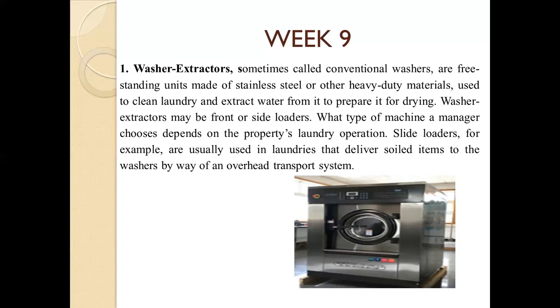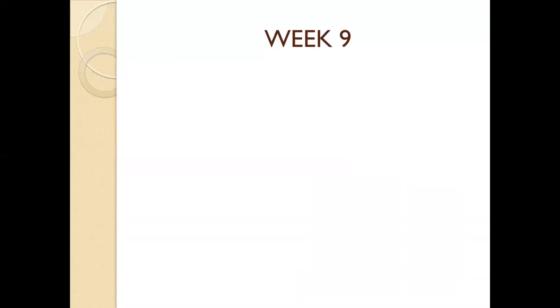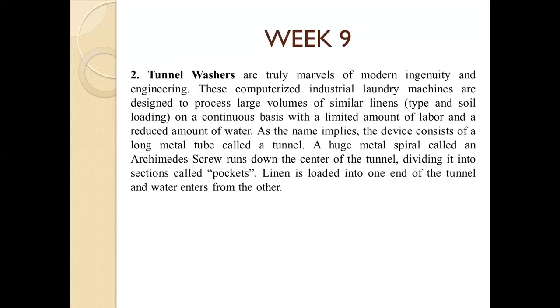We have the control panel for the washing machine, and it will display information such as rinse, wash, and the temperature, and so on. Another type of washer is the tunnel washer, and tunnel washers are truly marvels of modern ingenuity and engineering. These computerized industrial laundry machines are designed to process large volumes of similar linens on a continuous basis, with a limited amount of labor and a reduced amount of water.